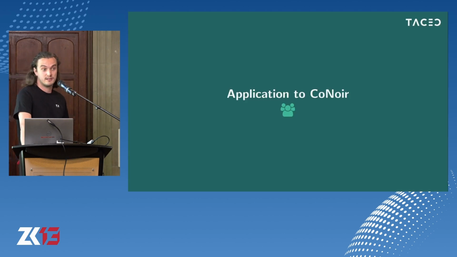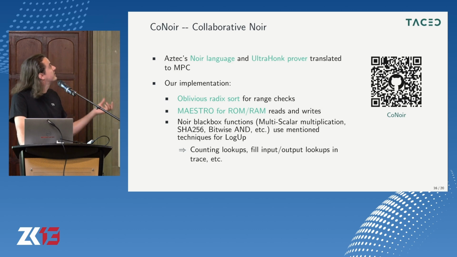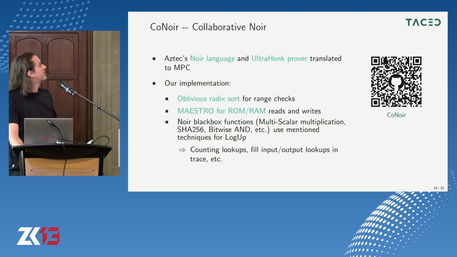Okay, so now that we have all these pieces we needed, how can we use them in our CoSNARK implementation? I've said it here and there, we implemented all this stuff in our CoSNARK repo. Noir is Aztec's ZK language, and we also implemented the UltraHonk prover. We have this oblivious radix sort, which we are using for the range checks, the Maestro protocol for ROM and RAM reads and writes, and all the black box functions that exist in Noir, like MSMs, hashes, and bitwise operations. They use these techniques for lookups.